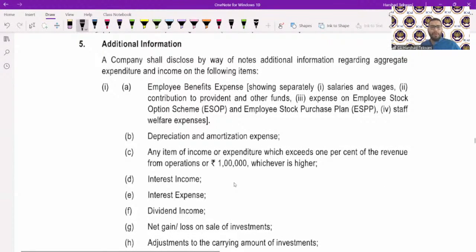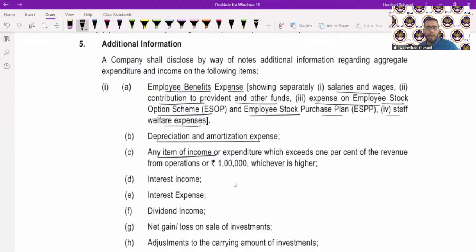Additional information: these are the things you are required to disclose additionally by way of additional notes. Employee benefit expense showing salary and wages, contribution to provident and other funds, expense of employee stock option scheme, employee stock purchase plan, or staff welfare expense. So employee benefit expense shown should be bifurcated in these heads. Depreciation should be shown separately. Any item of expenditure or income that exceeds 1% of the revenue or 1 lakh rupees, whichever is higher, must be disclosed.